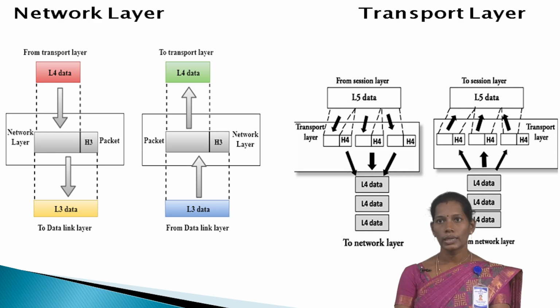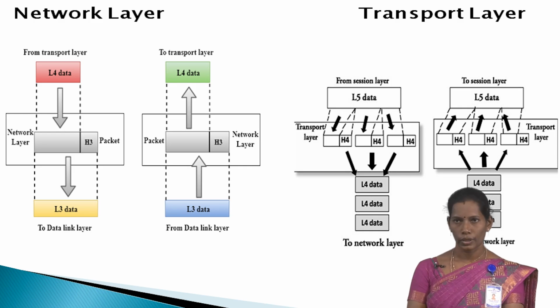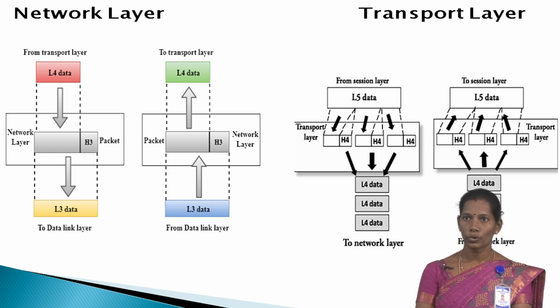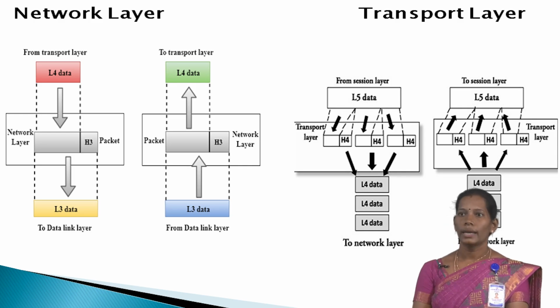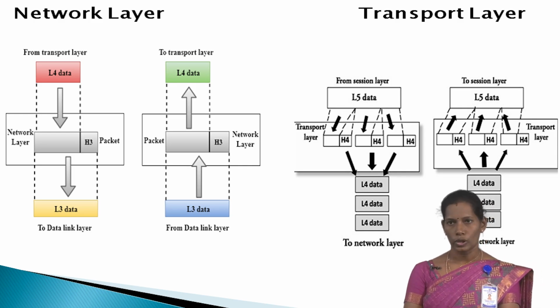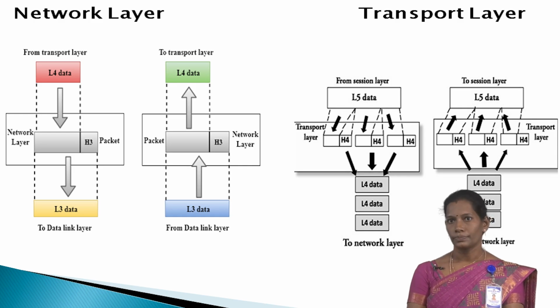Next one is User Datagram Protocol, that is UDP. User Datagram Protocol is a transport layer protocol. It is an unreliable transport protocol as, in this case, the receiver does not send any acknowledgement when the packet is received. The sender does not wait for any acknowledgement. Therefore, this makes the protocol unreliable.